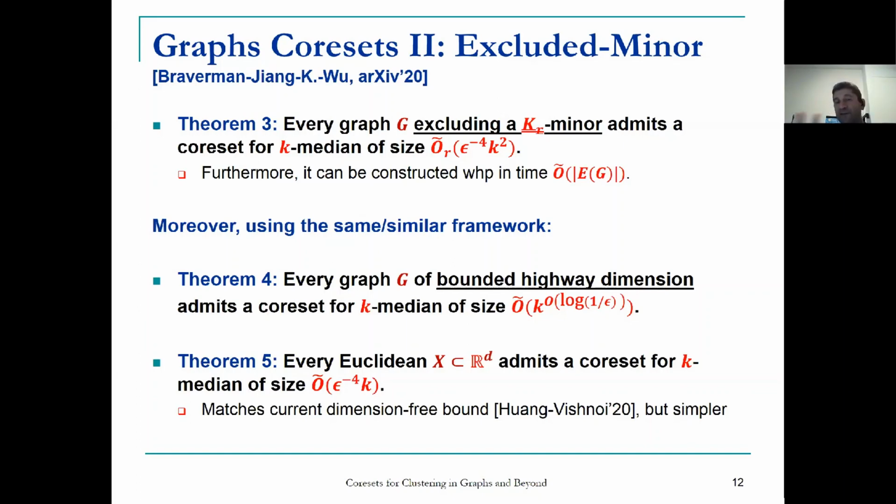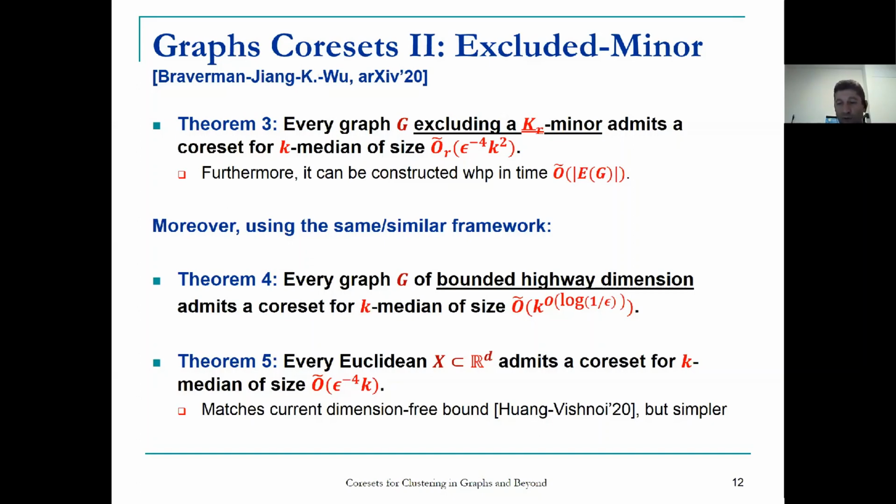But for planar graphs, we actually have the simple version of this theorem, and then we extended it. So there are no huge constants here for planar graphs. And moreover, this can be constructed in almost linear time, so it's very effective in this sense. Once we solved planar graphs, we looked at the framework, which I'll tell you about in a minute, the framework to build this. And we realized that the same or a similar framework can give us more results. So theorem 4 here gives a bound for graphs of bounded highway dimension.